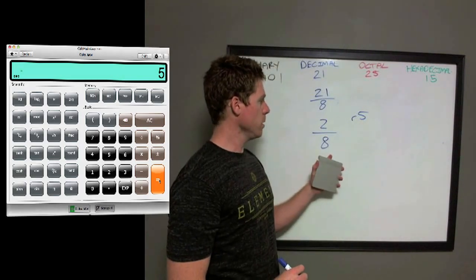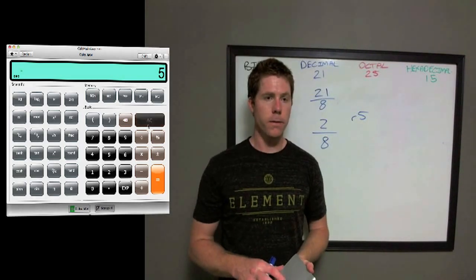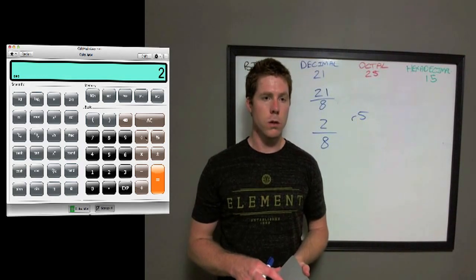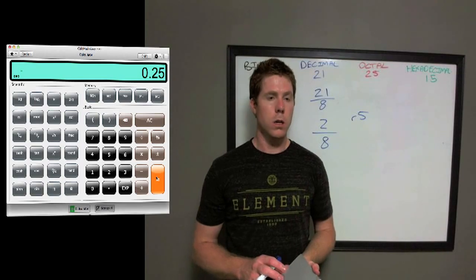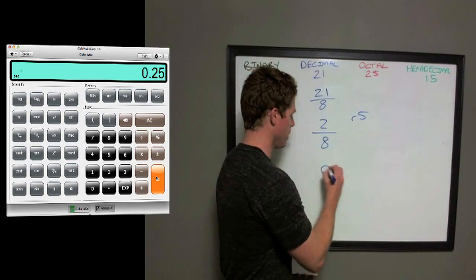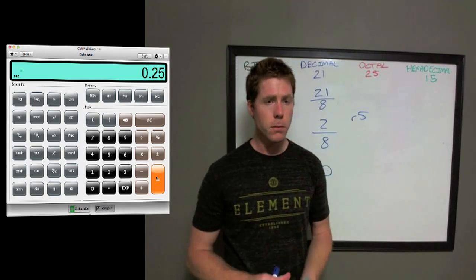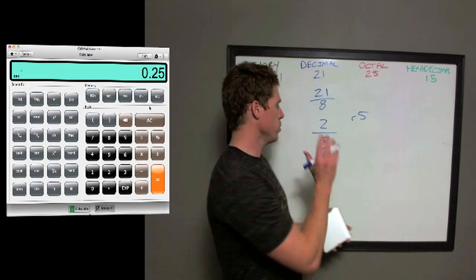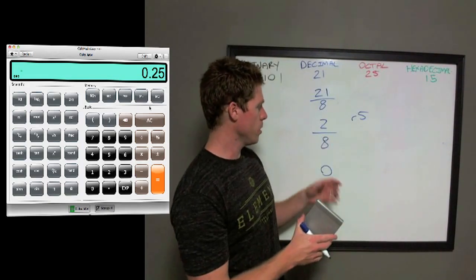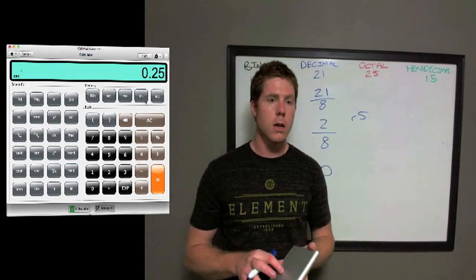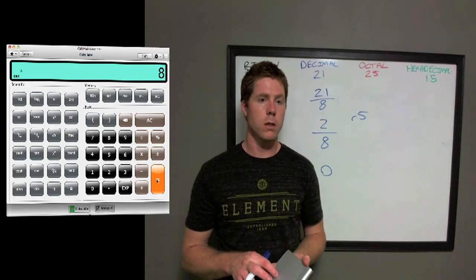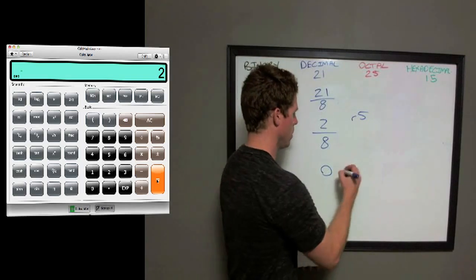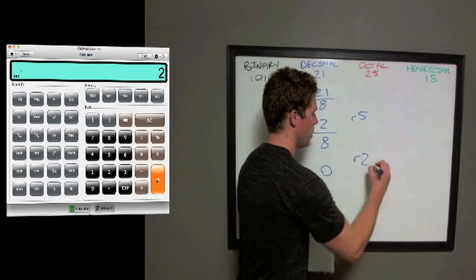2 divided by 8, let's do that on the calculator. We get 0, so write that down so we don't need to go any further. And then we've got 0.25 left over, which is 0.25 of the 8. So we multiply that by 8 to figure out how much that is, and it's 2. So it's 0, remainder 2.